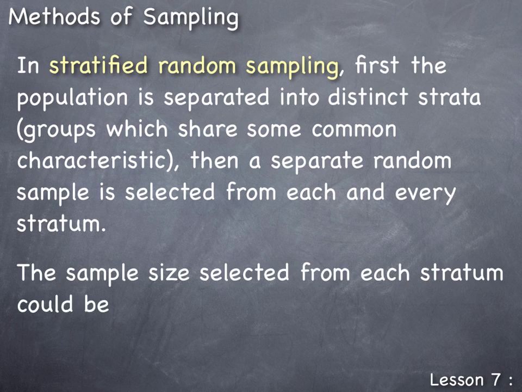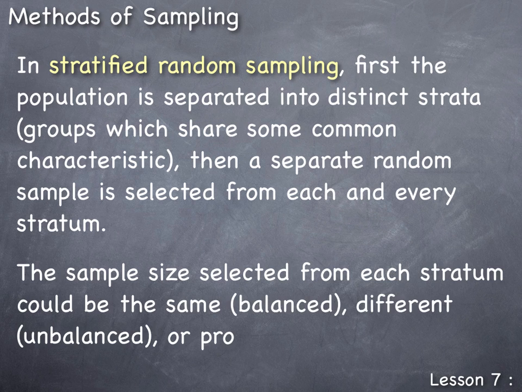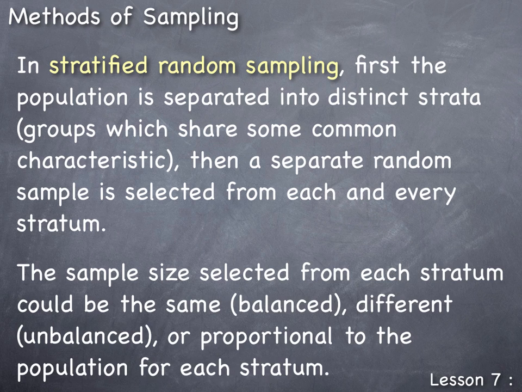The sample size selected from each stratum could be the same, which is referred to as balanced, different, which is referred to as unbalanced, or proportional to the population for each stratum. That is, the bigger strata make up a bigger proportion of the sample, and smaller strata make up a smaller proportion of the sample.